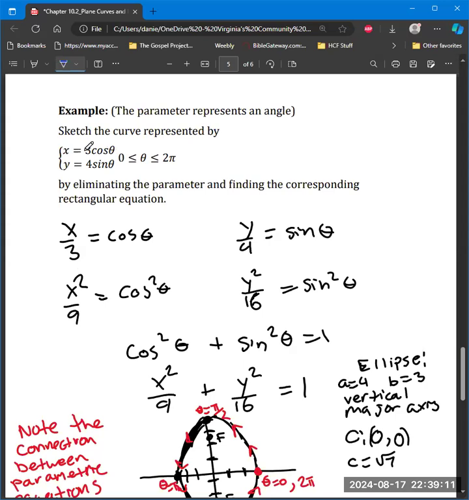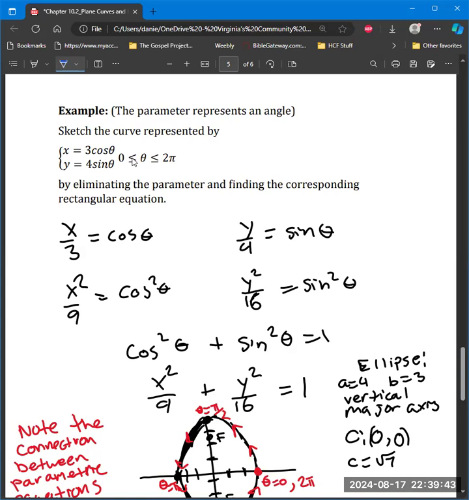I could have called this x equals 3 cosine of t and y equals 4 sine of t, and t would have still been an angle there because we need angles to go inside of sine and cosine. So let's try to eliminate the parameter and find the corresponding rectangular equations. So when I solve for cosine theta, it's equal to x over 3. When I solve for sine theta, that's y over 4.